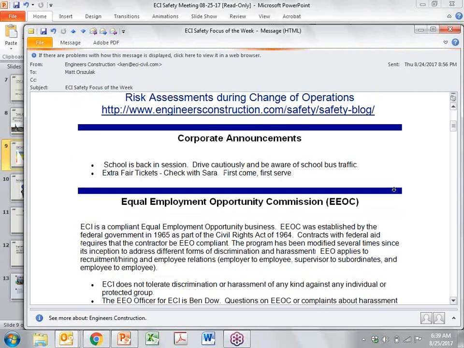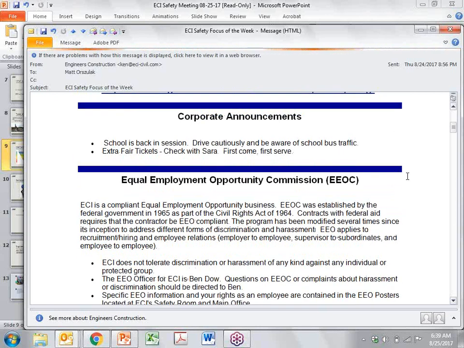So corporate announcements. School is back in session this week or next week, probably the beginning of next week. So drive cautiously and be aware of school bus traffic and stopping for lights, of course. And there are some extra fair tickets available. Check with Sarah. First come, first served basis on those.